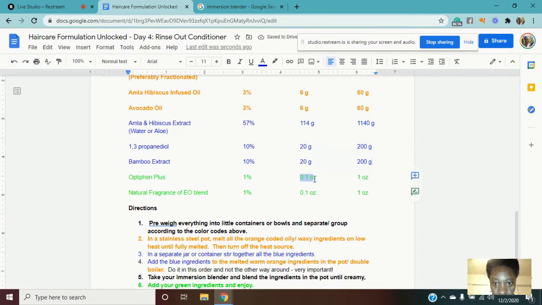And then one more time. So this is going to be 2 grams. And this will be 20 grams. And then we're just going to do it one more time.